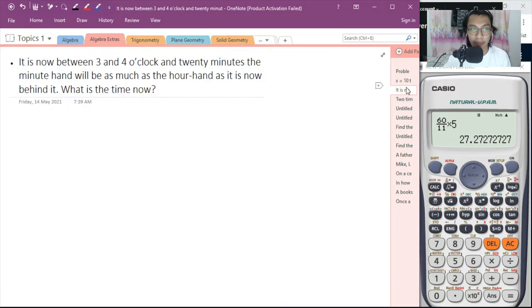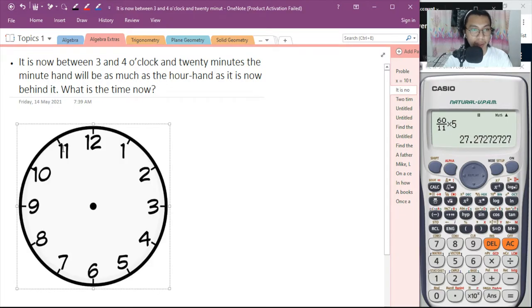How about problem number 3? It is now between 3 and 4 o'clock and 20 minutes. The minute hand will be as much as the hour hand, as it is now behind it. What is the time now? Naku, nakakalito. Kahit ako nalilito.